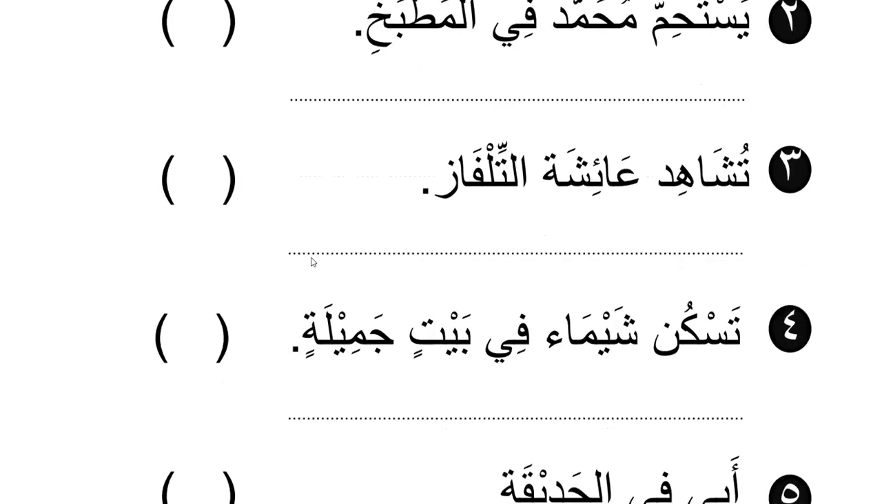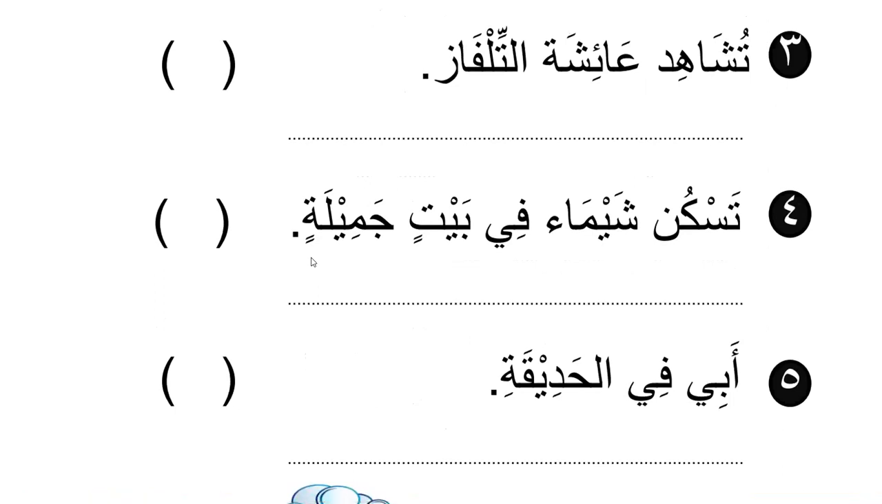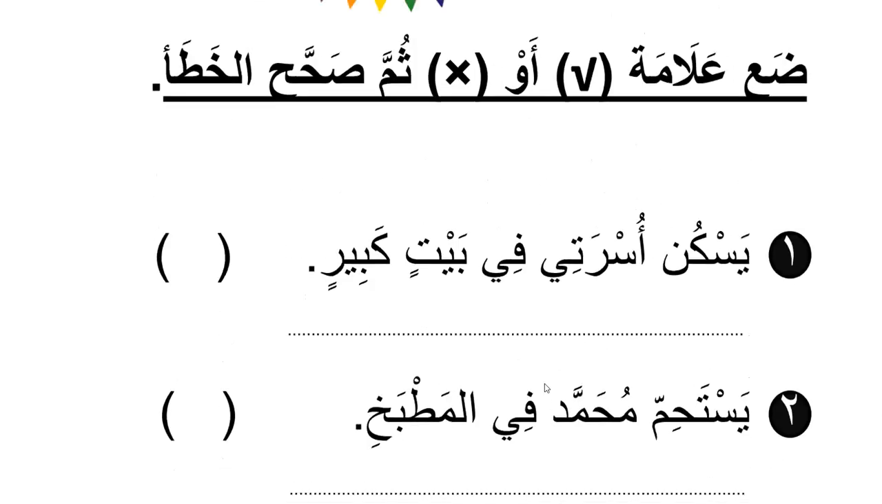Next. Tushahidu Aisha at tilfaz. Tushahidu means she's watching. Tilfaz means television. Which is correct? Sahi. Yes, this one is sahi. Next. Taskunu Shayma fi baitin jamila. Shayma lives in a beautiful house. Bayt is masculine and jamila is feminine, so this is a mistake. Jamil, baitin jamilin. Next. Abi fi al hadika. Father is in the garden. It is correct. No problem in the sentence, okay? My father is in the garden.